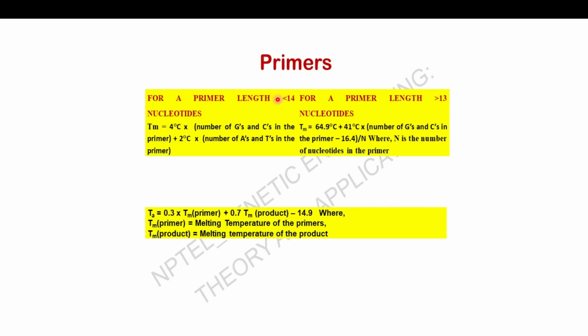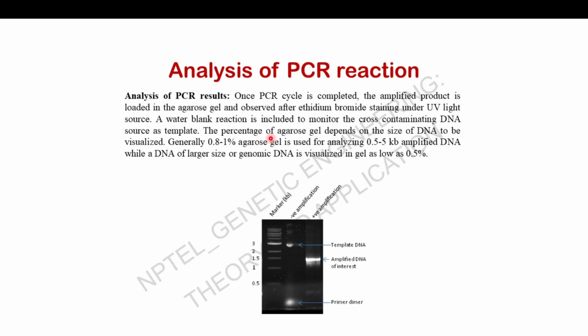Now, this is the formula for calculating the melting temperature for a primer length of less than 14 nucleotides, and for a primer length of more than 13 nucleotides. Okay, so this is the formula, and there's one assignment question where we will be using this particular formula. And then how would you be analyzing the PCR reaction?